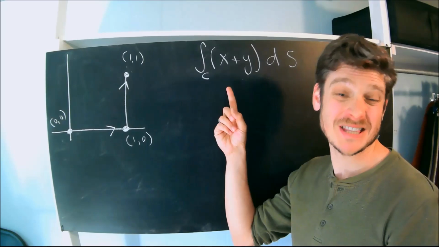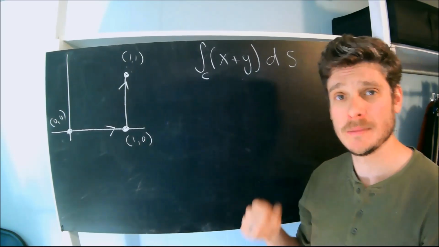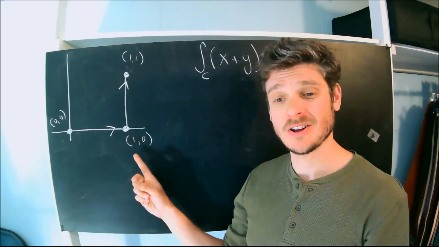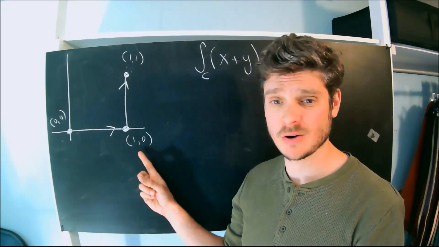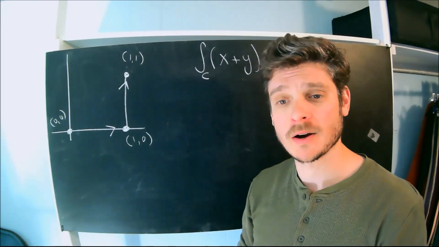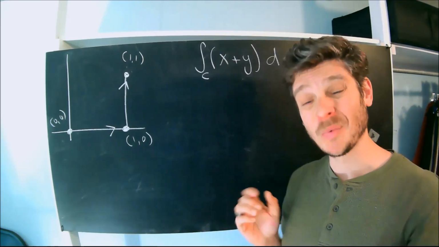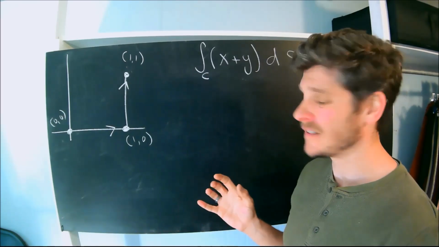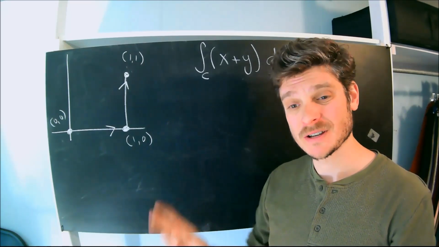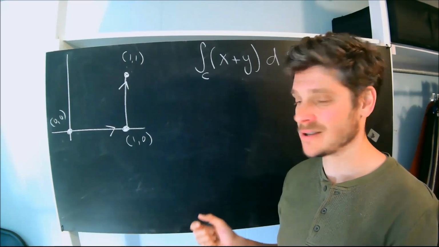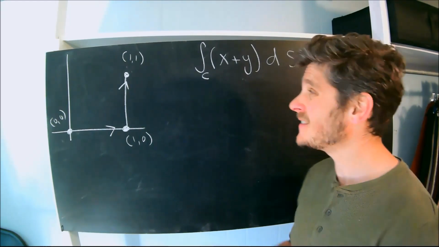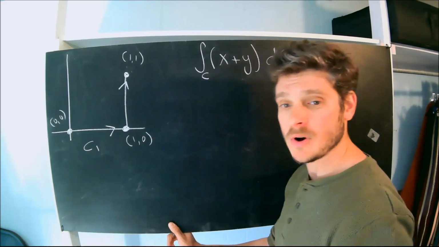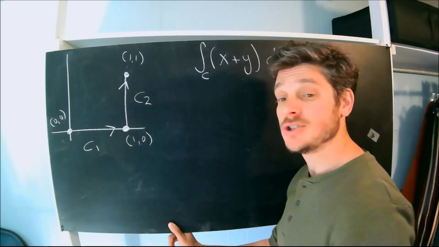So for this example, again, we're still using the same function, x plus y, except now my curve is going to be the straight line from the origin horizontally along my x-axis to the point 1, 0, and then vertically up to the ordered pair 1, 1. Now, what we're going to have to do here is actually split this curve up into two separate curves. Basically, we want two piecewise smooth curves. So instead of saying the whole thing is C, I want to break this up into C1 and C2.